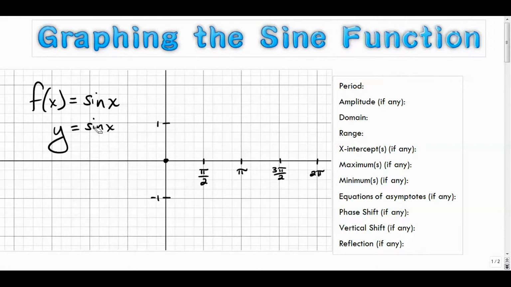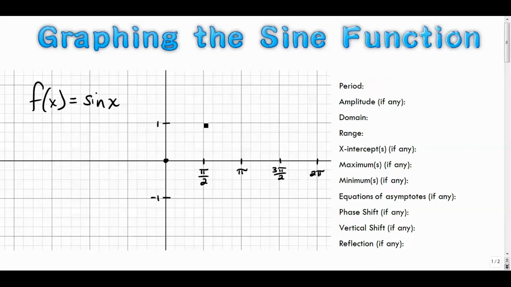So we already plotted our first point there at (0, 0). The next point is (pi over 2, 1). The next point is this x-intercept right here, (pi, 0). (3 pi over 2, -1) is a point, and (2 pi, 0). Alright, so let's connect these dots.